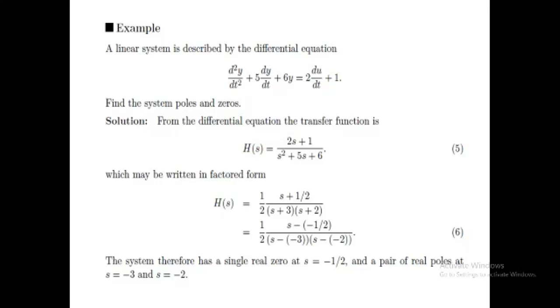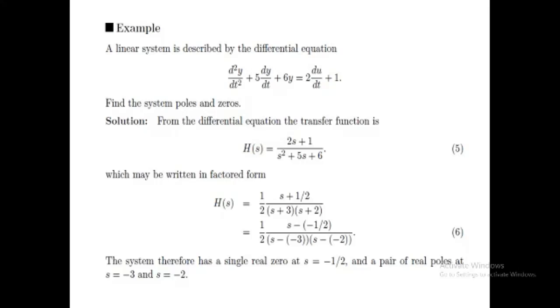Now see, the LHS represents the denominator of the transfer function and the RHS represents the numerator. Here 2 dy/dt means 2 into s. dy/dt is the first order derivative and therefore it is considered only s. And 1 is only a coefficient, there is no term of dy/dt. So it is 2s plus 1 in the numerator.